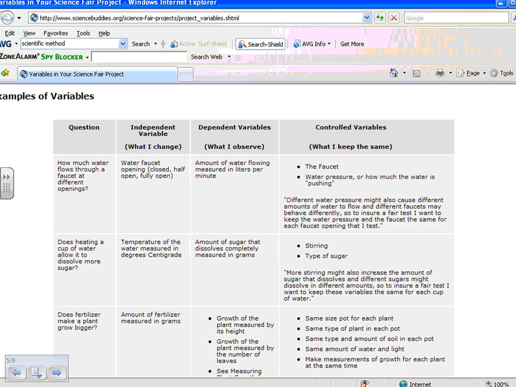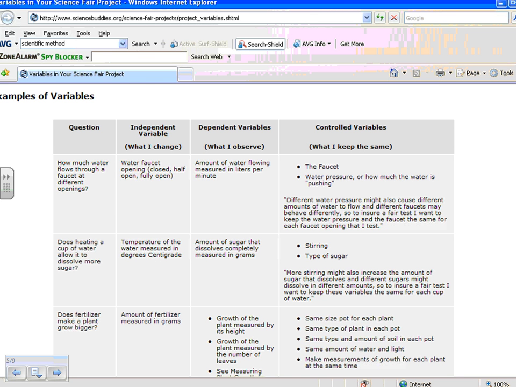There's a lot of different kinds of fertilizer, right? So you might have to say, does this specific kind of fertilizer make a plant grow bigger? And then you would probably vary the amount of fertilizer and all that kind of stuff. But these are some things that need to be controlled in that situation. All the plants need to be the same kind of plant, same kind of pot, same size. The soil should be identical. The amount of water and light should be the same. And you should make the measurements of each plant at the same time.